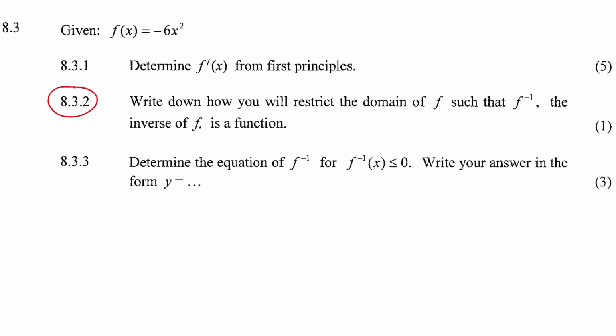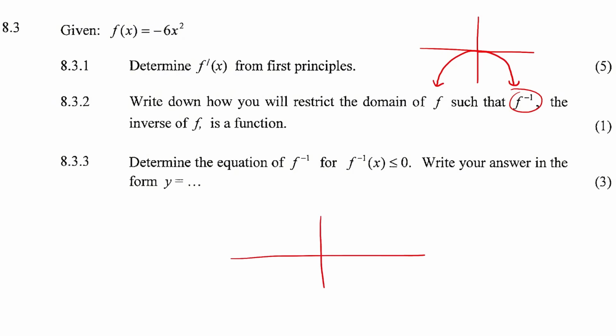This question says, write down how you would restrict the domain of f such that the inverse is a function. Very easy. What you must understand is that this over here is a parabola. It's got a negative in the front, so it's upside down. It has no plus or minus over here, and it has nothing in the brackets with the x. So it has not been moved left or right, and it has not been moved up or down. So it's literally at the origin like that. And now that is what this graph looks like. If you then had to find the inverse of that, it would end up doing this.